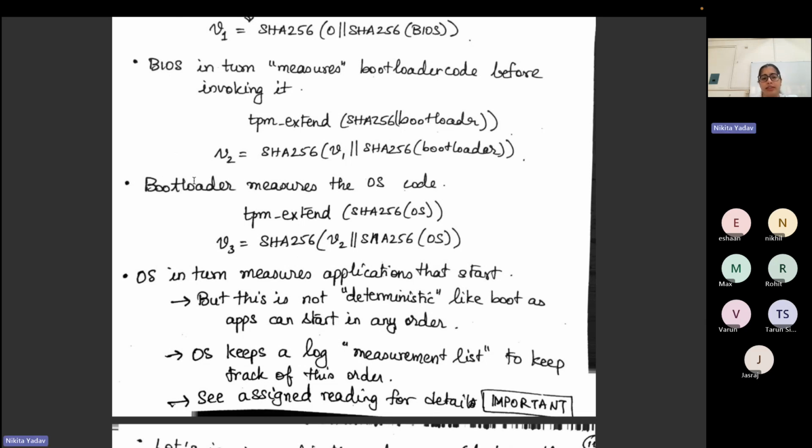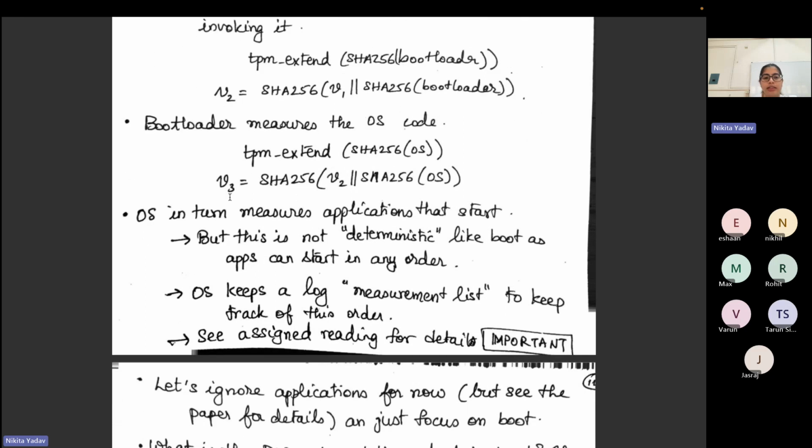Now the bootloader executes, and before it passes control to the OS, it is going to measure the OS. So it computes the hash of the OS and passes it to the TPM with TPM extend, the hash of the OS binary. The TPM has PCR value V2, concatenates it with this incoming argument SHA-256 of the OS, computes the SHA-256 over the entire value, and stores it in the PCR. The PCR content is now V3.